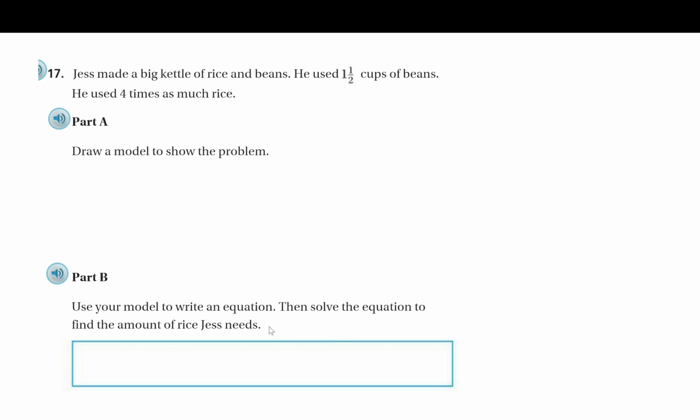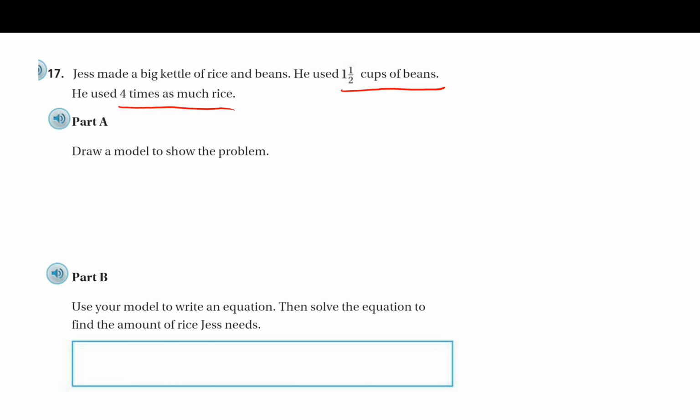All right, Chapter 8 test review. Now we're on to problem 17. Let's get started. Jess made a big kettle of rice and beans. He used 1.5 cups. Get my pen going. 1.5 cups of beans. He used 4 times as much rice.